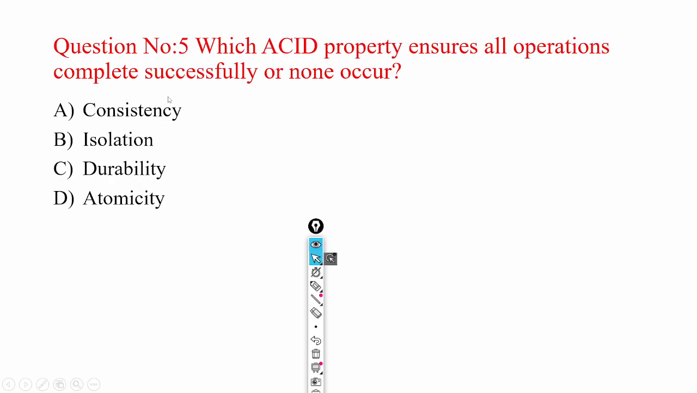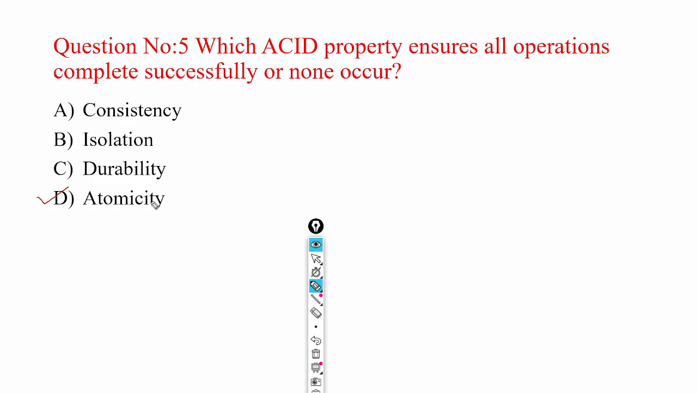Moving to question number 5. Which ACID property ensures all operations complete successfully or none occur? Option A, consistency. Option B, isolation. Option C, durability. Option D, atomicity. The correct answer is option D, atomicity.